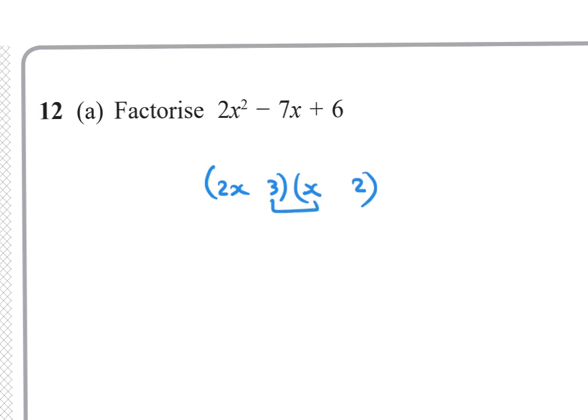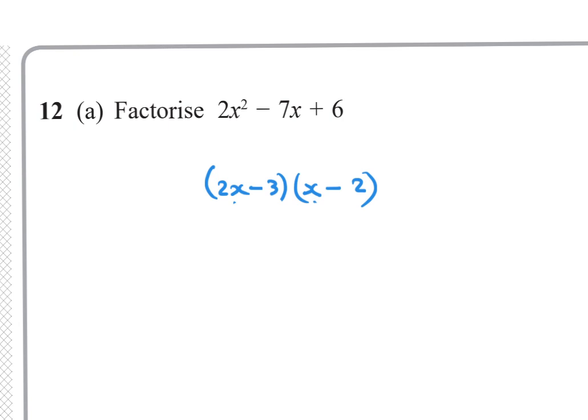We have 3x and we have 4x, so 7x. And if this is positive, both signs are like the middle, so negative, negative. So (2x minus 3) times (x minus 2). We have many ways to factorize a trinomial.